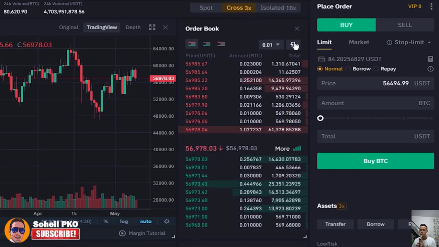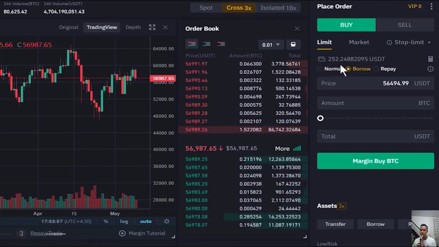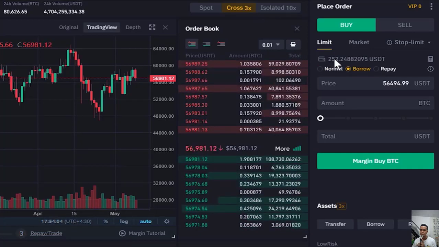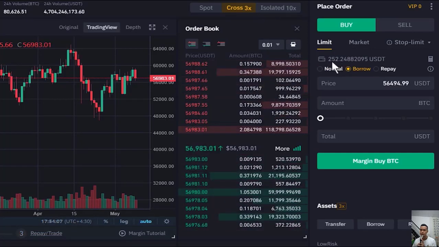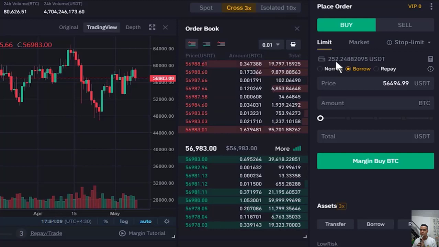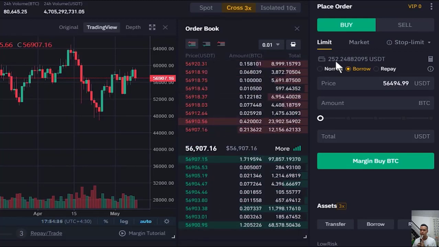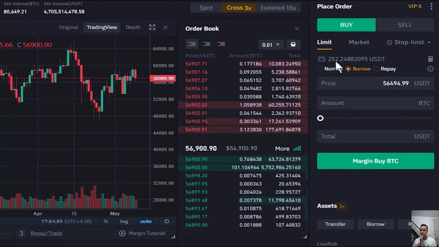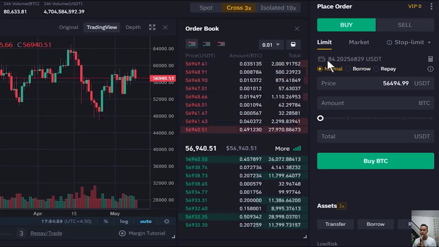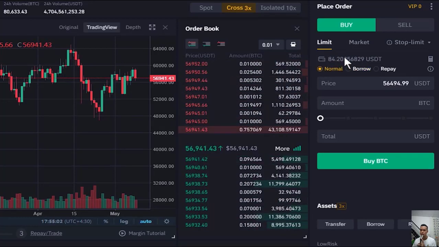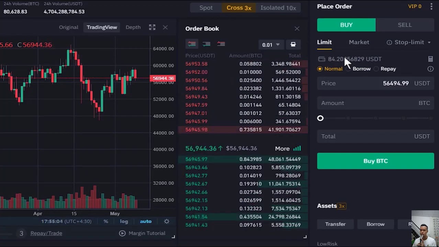So for example, if you select the borrow option here, you see that our capital is tripled, and now we have 252 USDTs available for trading. In other words, we borrowed something like 168 USDTs. We use our 84 USDTs as collateral to borrow 168 USDTs.